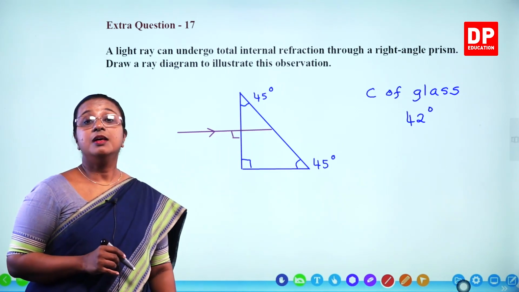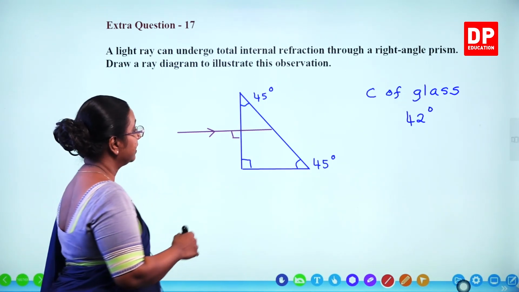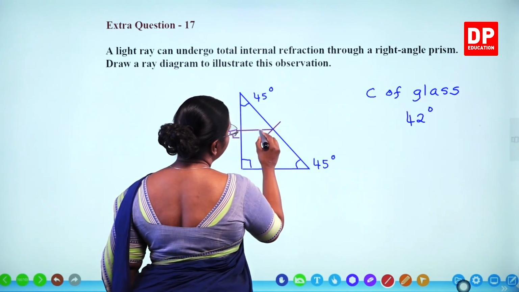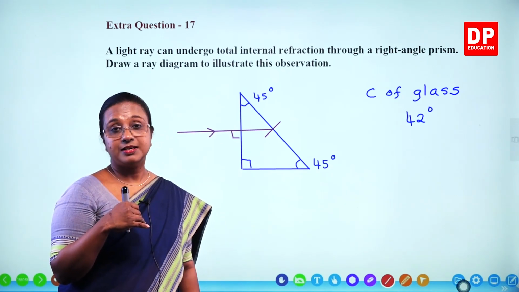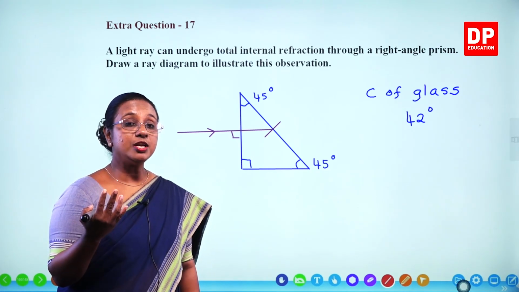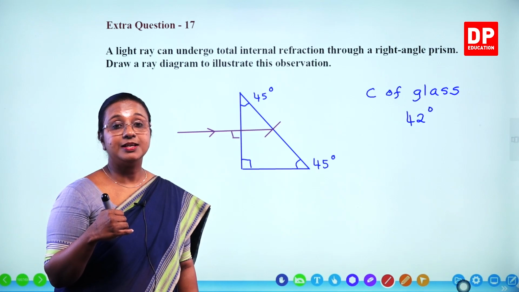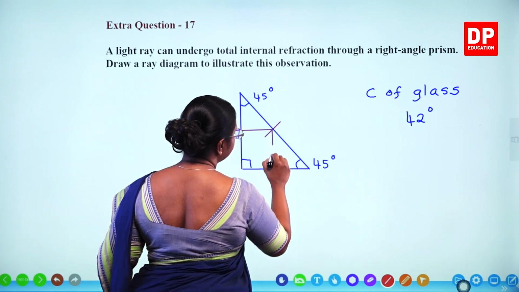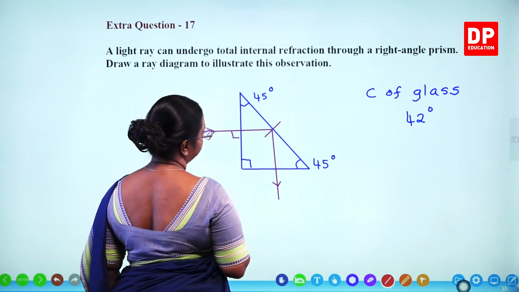Therefore, it does not refract. It goes straight. And then when it falls on this point, if we draw the normal there, what is this angle? That is going to be greater than the critical angle. So then what will happen? The light ray will not refract. Instead, it will undergo total internal reflection with the same angle. So, the ray will come out like that. So, that is the ray.